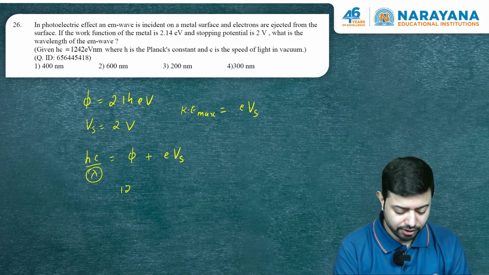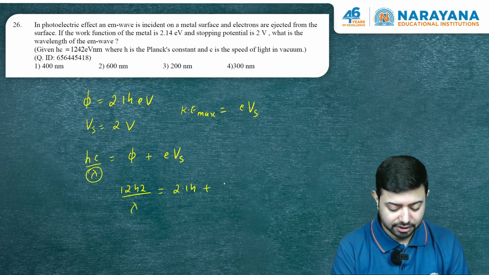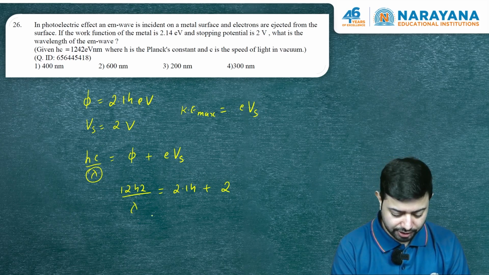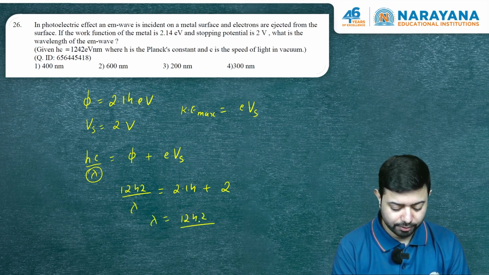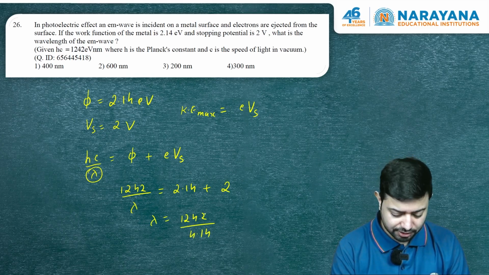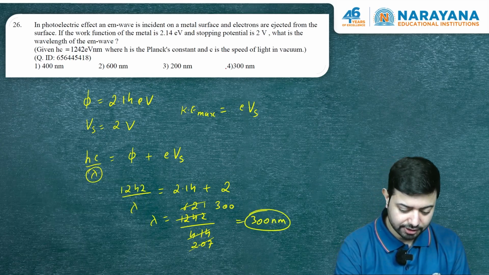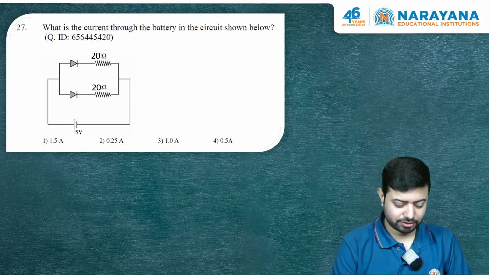Let us write it down: 1242 by lambda, work function is 2.14 plus the energy for KE max, it is 2 electron volt. So, lambda will be 1242 by 4.14 over here. So, this will give us the answer, this is 621, 207, and I think you can easily see, this is like 300. So, this answer will be 300 nanometer over here. Which option is matching at the end? Fourth option.